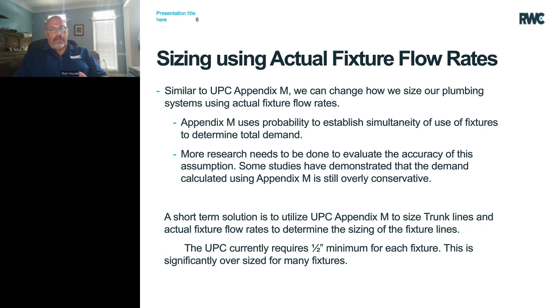More research needs to be done to evaluate the accuracy of the assumption. There have been some studies that have demonstrated that Appendix M and the calculator are still overly conservative. But as Emily mentioned, more work needs to be done to determine our pressure losses, to make sure we have adequate residual pressure at our fixtures to properly size the system. A short-term solution in today's world is to use Appendix M to size your trunk lines and then size your branch lines based on the actual fixture flow rates. This is a good compromise until all the research is completed and we look at our plumbing sizing methodologies holistically and come up with the best approach.